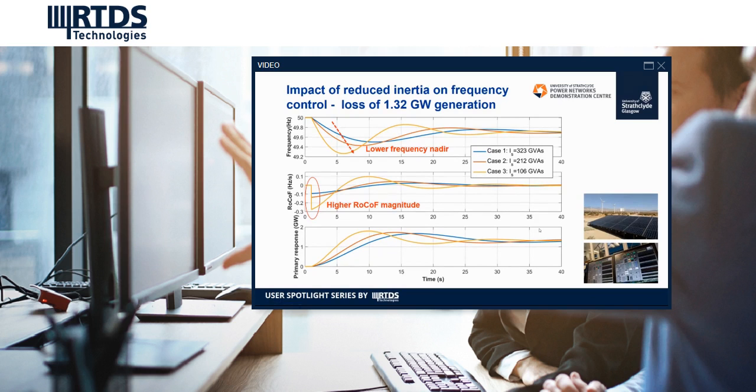And if we want to maintain the frequency nadir above the required limit, what we have to do is either limit the largest generating power so that we limit the power imbalance size, or keep more synchronous machines online to maintain the inertia, or provide more primary response. In either case, it will significantly increase the operational cost.